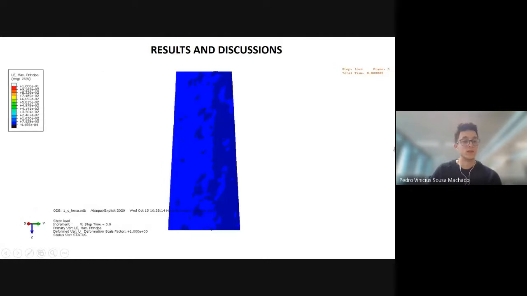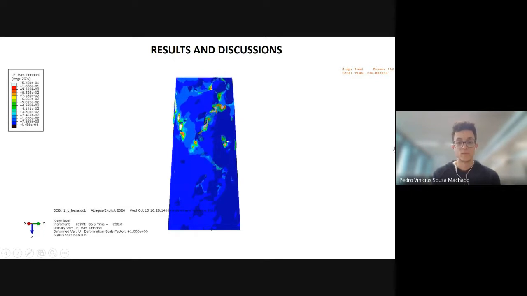And now if we look at the maximum principal logarithmic deformation, we can see more clearly where the cracks are propagating in the carbide. This is only the carbide we're watching now, just the carbides separated from the binder. So we see a lot of cracks happening at more or less a 45 degree angle in this case, which is very similar to what we observe in experiments.